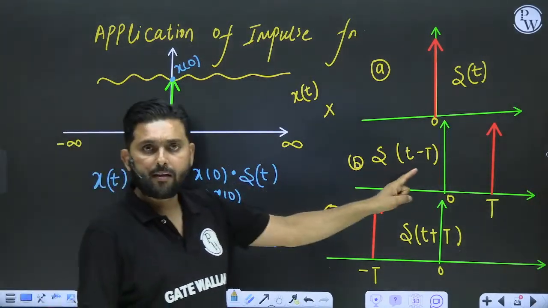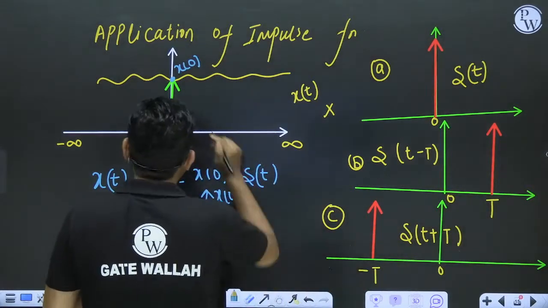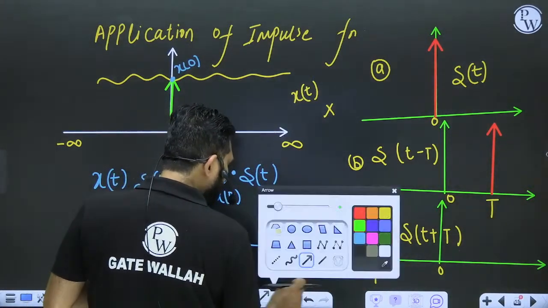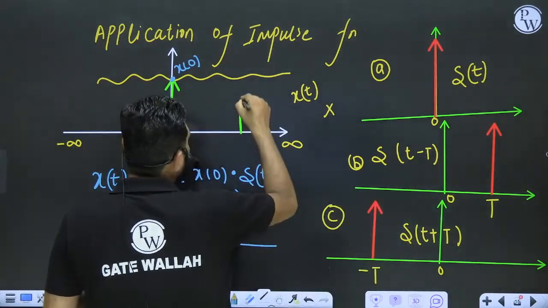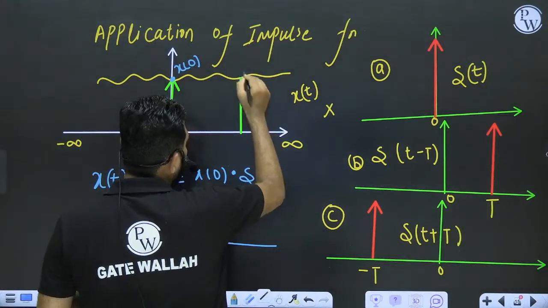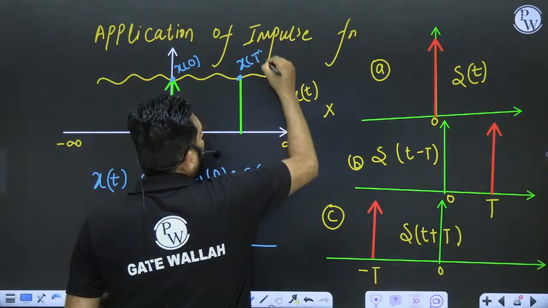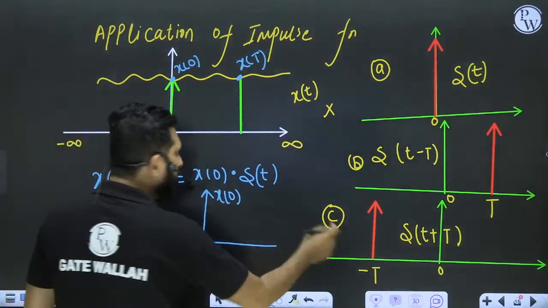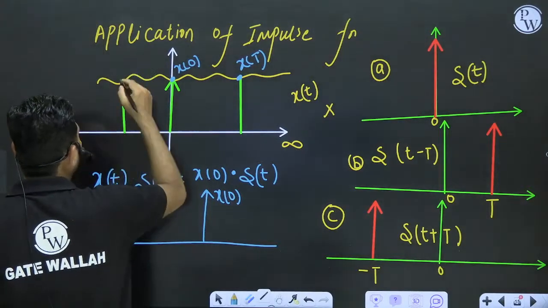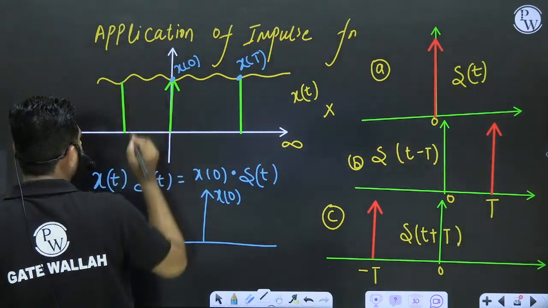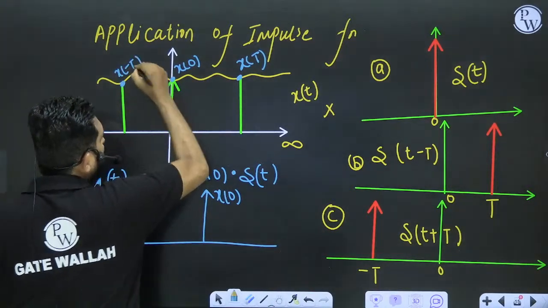Similarly, the second one. Everywhere this function is 0 except at t equal to capital T. At t equal to T, this value is x of T, and this value is x of minus T. So tell me what you will get.